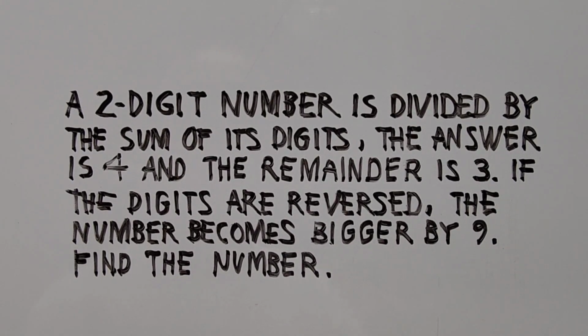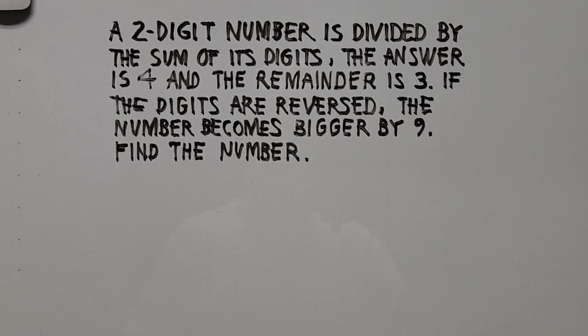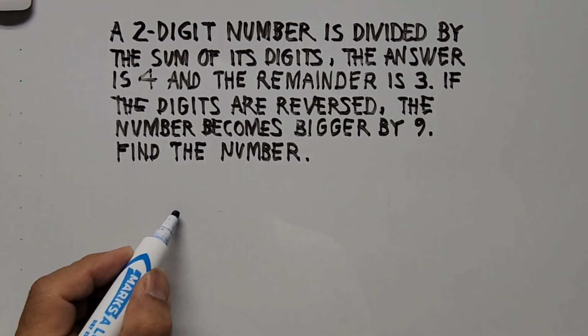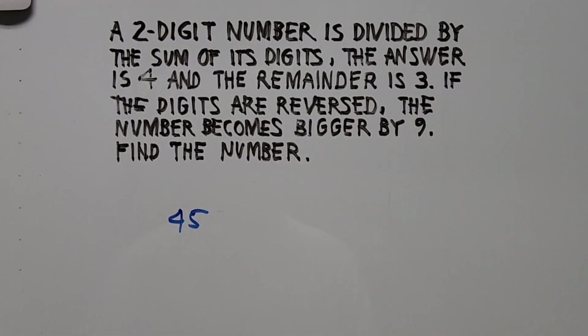And how do we represent the two-digit number? First, let's represent the two-digit number. How do we figure that out? How do we relate the two-digit number to the actual number? So let's show an example. Let's say we have a two-digit number, and let's say that is 45. So that's a two-digit number.